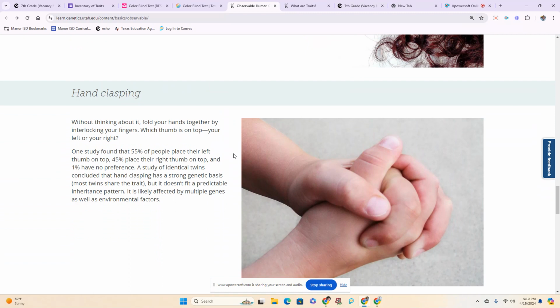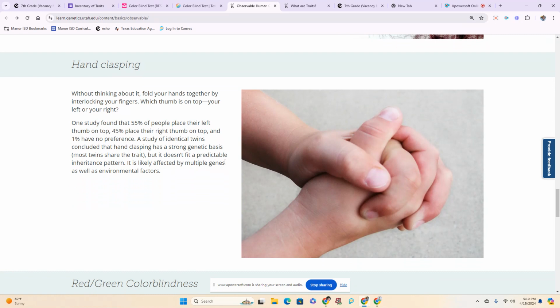One study found that 55% of people place their left thumb on top, 45% place their right thumb on top, and 1% have no preference. A study of identical twins concluded that hand clasping has a strong genetic basis. In other words, most twins share the trait, but it doesn't fit a predictable inheritance pattern. It is likely affected by multiple genes as well as environmental factors. So that's one that I had really not thought about.